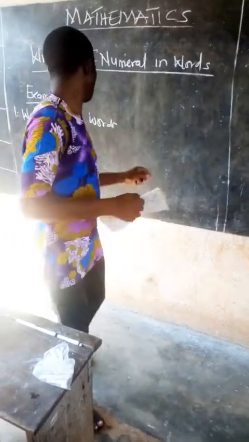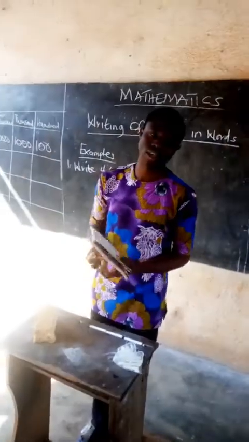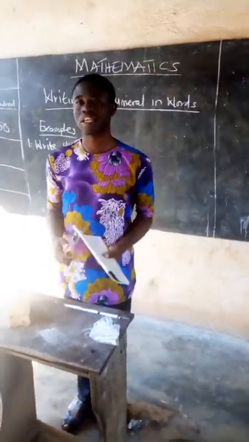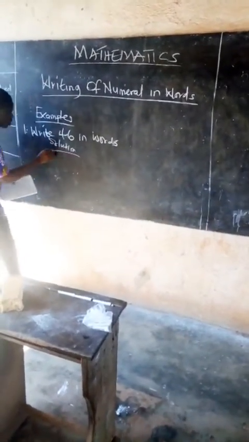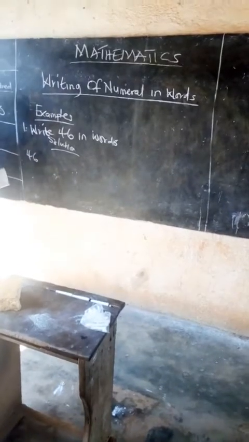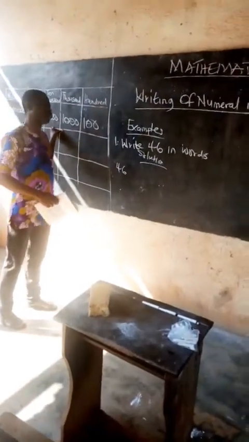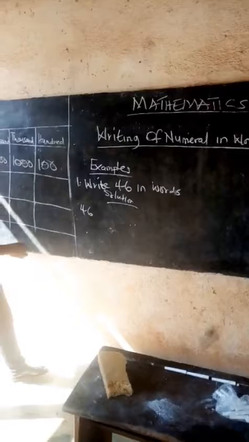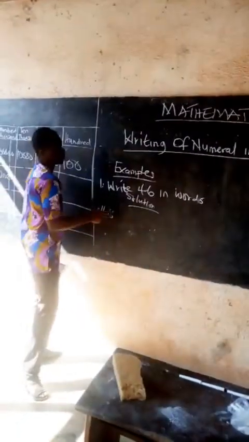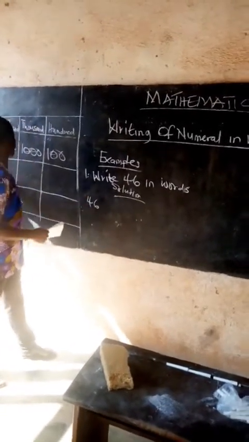The question says we should write 46 in words. We are going to use the chart to write these numerals in words. So we know that this is 46, and we are going to use this 46 to compare with the chart.